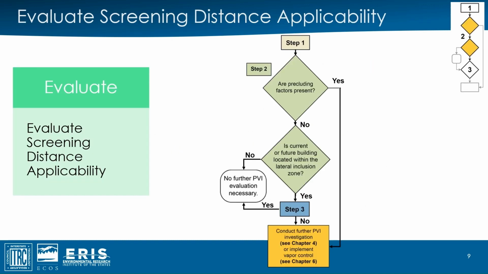Now, armed with a good CSM, one can proceed to step 2 of the site screening process and assess whether the screening distances can actually be applied. This is done by first answering whether precluding factors are present. If yes, then a more thorough site investigation is recommended, such as the collection of soil gas or indoor air data. And if not, then one would apply the screening distance for that building located within the lateral inclusion zone. The application of the screening distances then constitutes step 3.